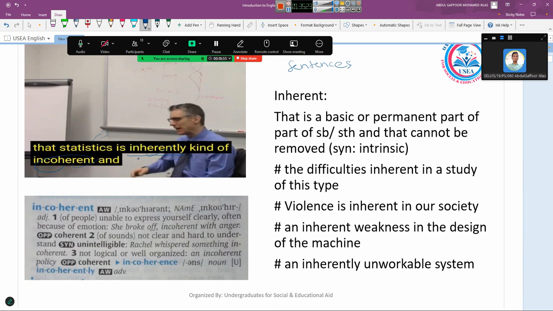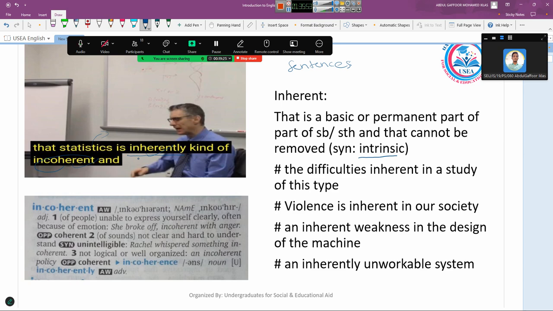So inherent means instinctive, right? By birth we have that habit. For example, that is a basic or permanent part of somebody or something that cannot be removed. If you have a habit by birth and you cannot change that one, that is called an inherent habit, or we can even say intrinsic habit. Intrinsic means by birth you have that habit, it cannot be removed from you, right?